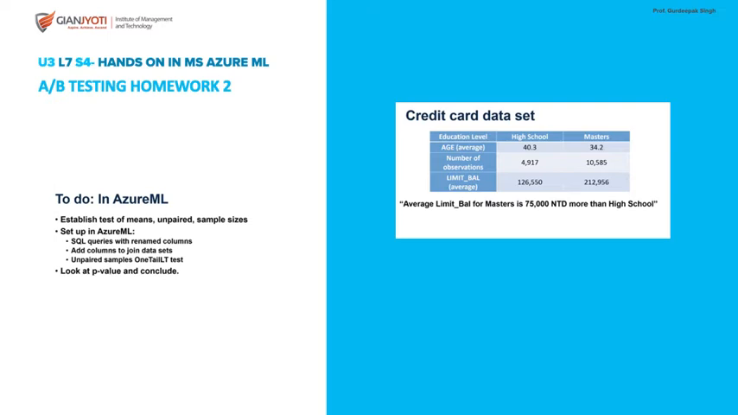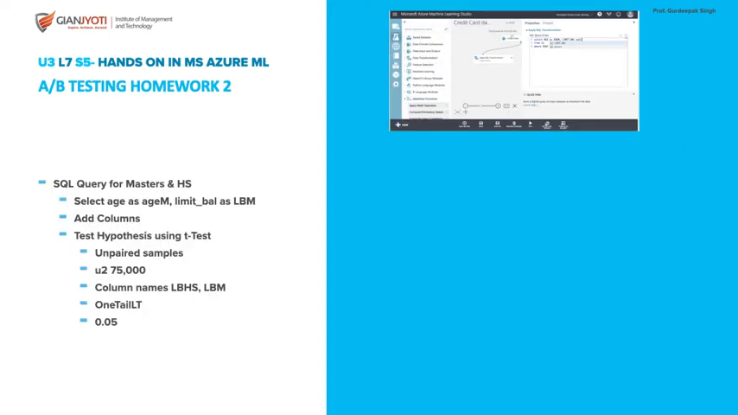So the hint I gave you was that you go to Azure ML, put in the SQL queries, name the columns, then add the columns and get one data set out of both masters and high school. Then you use an unpaired samples one tail LT test, look at the p-value, and conclude. Now let us do it and see how we do it.